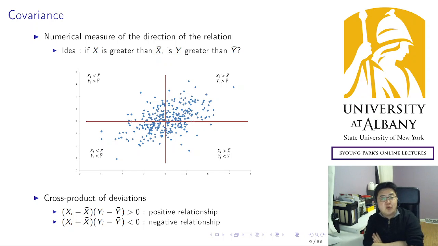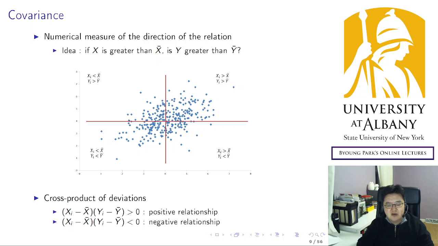Okay, so in this video, we are going to develop a numerical measure that can quantify the direction of the relationship. So we will consider the direction of the relationship. And then what is the direction? How can you quantify that?